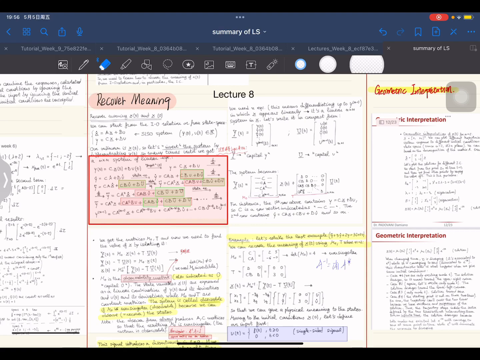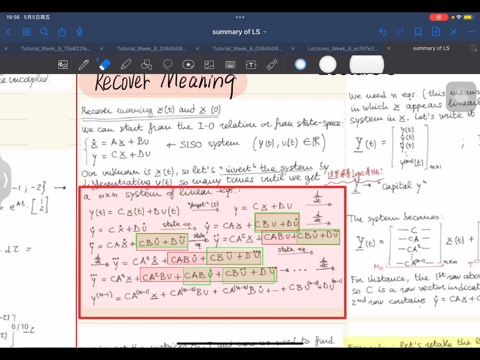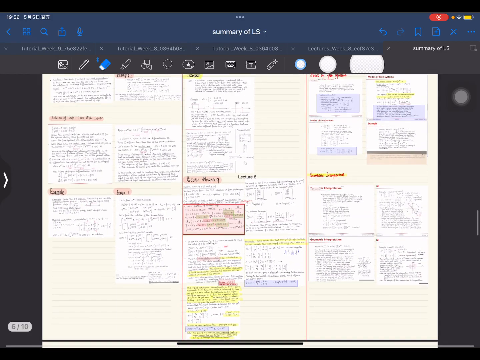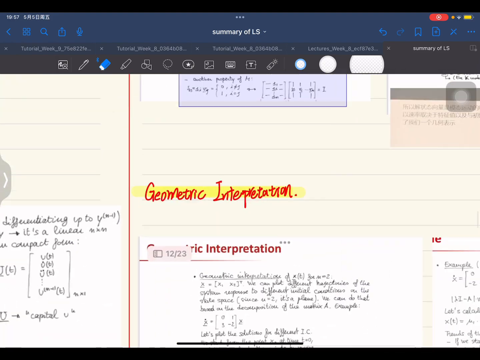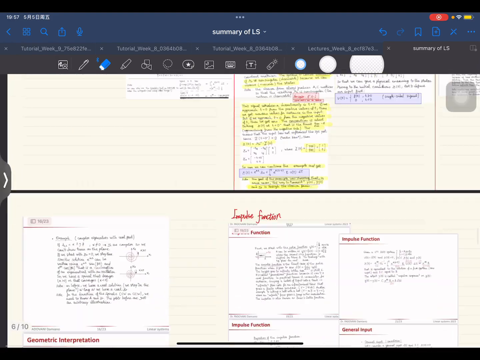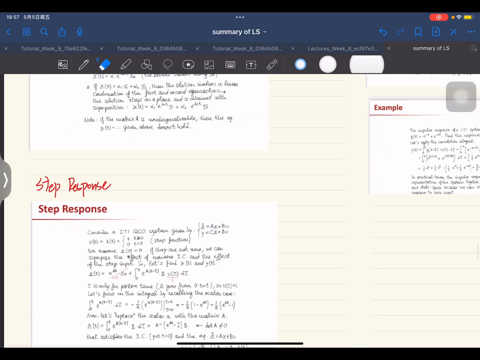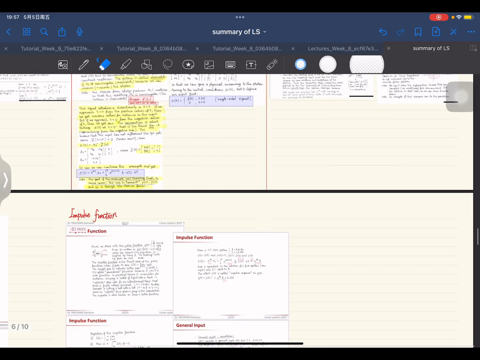What I really want to talk about is lecture A, recurring meaning. What is the recurring meaning? Let's first see about it. I will introduce you to some modes. We will introduce recurring meaning, modes of free existence, and geometric interpretation, and later we will also describe the state response and the impulse function.